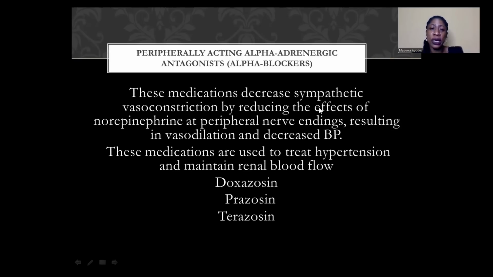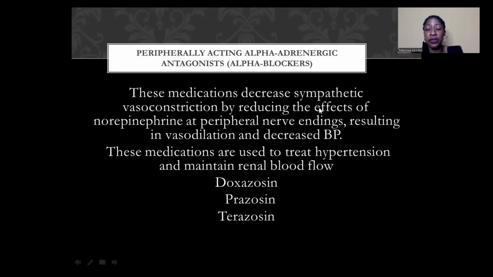So what this drug will now do is that it will decrease the effect of the sympathetic nervous system. And it will reduce the effect of norepinephrine, because their own work is to cause vasoconstriction. So when you now give your patient alpha blockers, it will reduce the effect of norepinephrine on the peripheral nerve endings and bring about vasodilation.